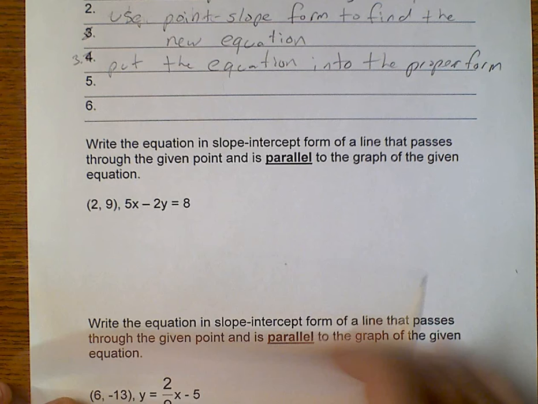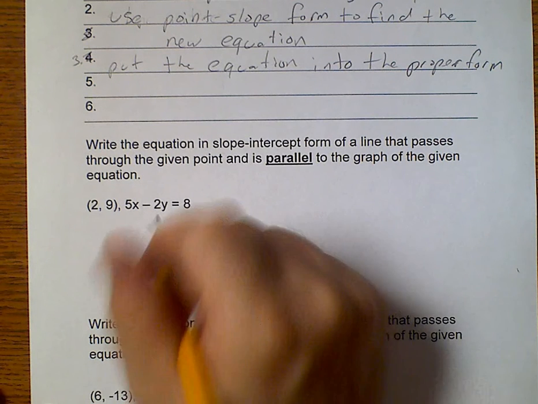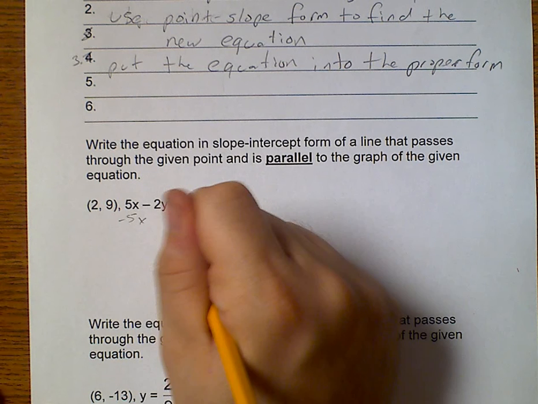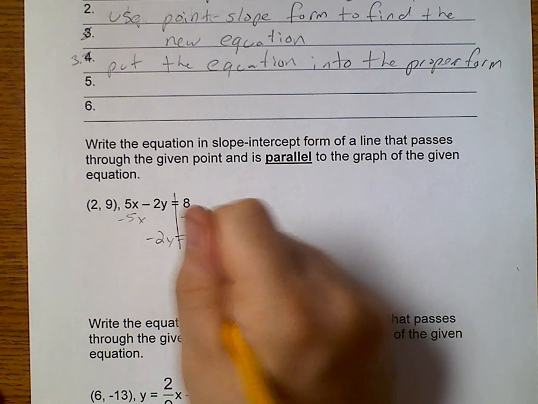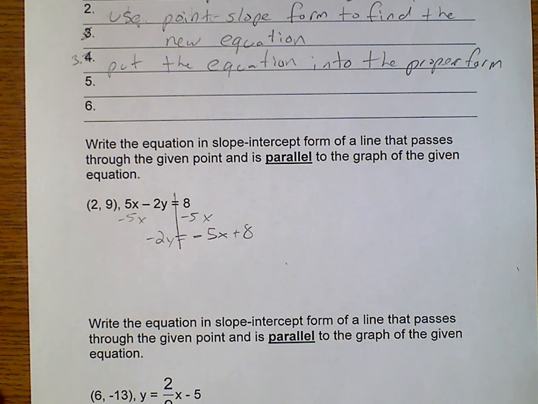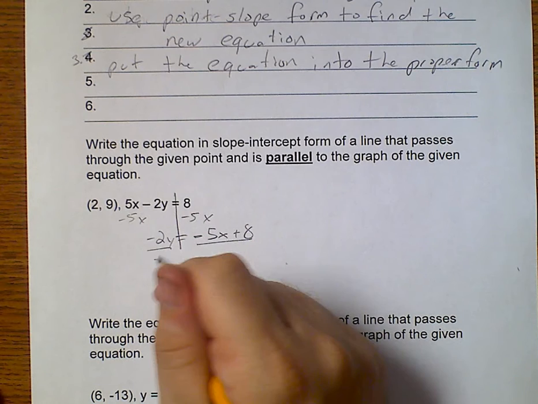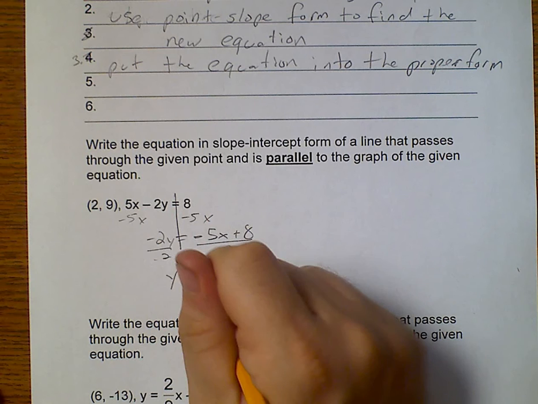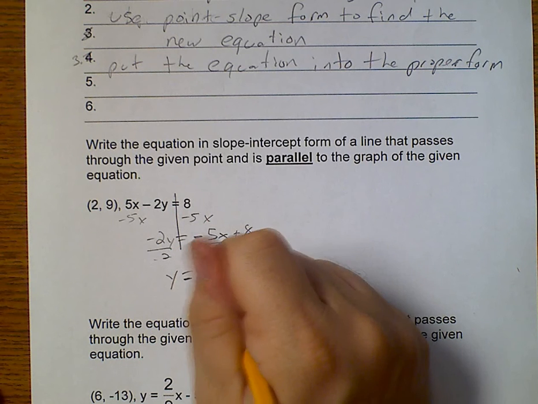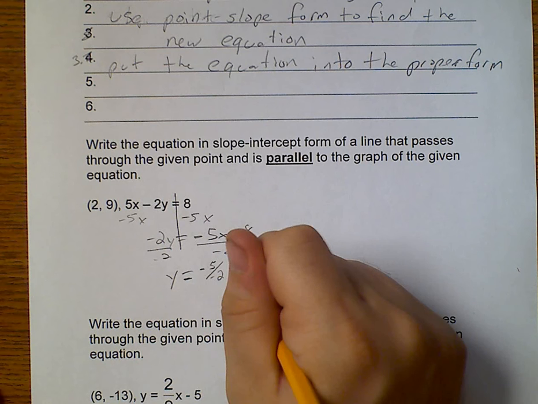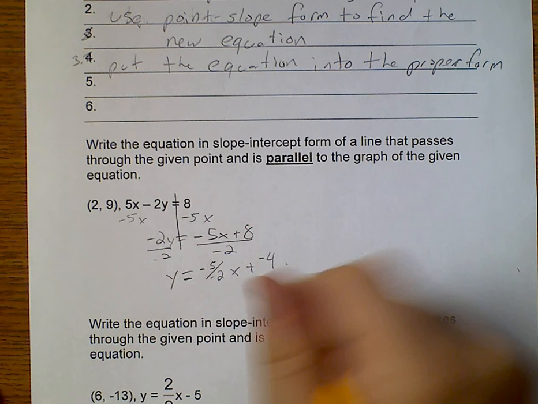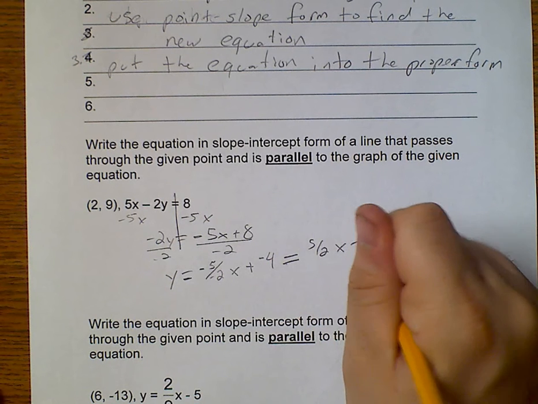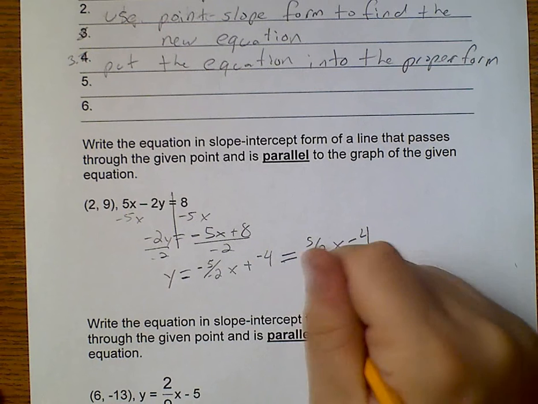So first I need to find my slope. I'm going to solve for y. So I'm going to subtract 5x from both sides. Negative 2y equals a negative 5x plus 8. Divide everything by a negative 2. So y equals a negative 5 over negative 2 x plus negative 4, which is 5/2 x minus 4. Well, that's my slope.